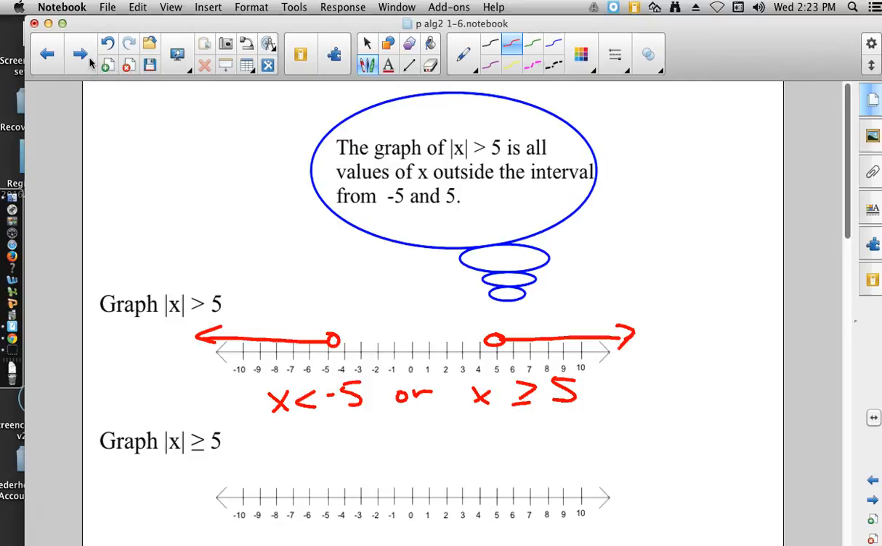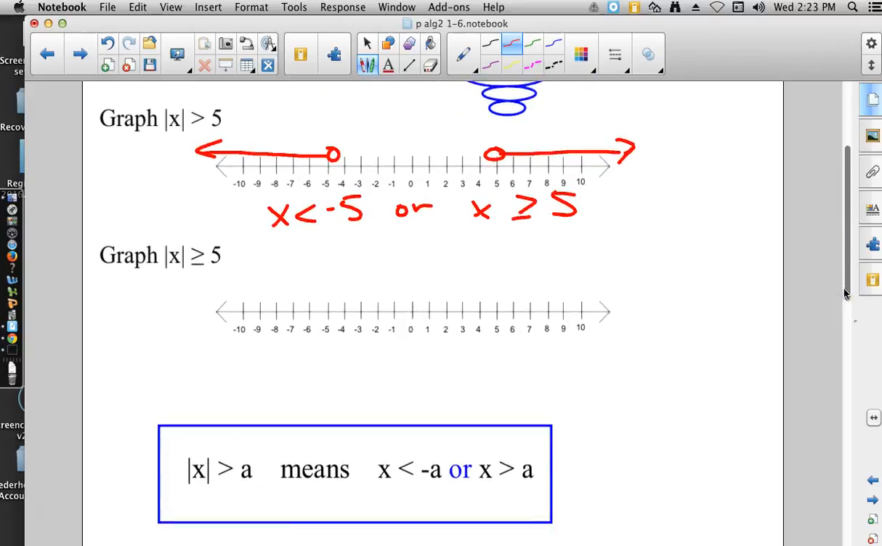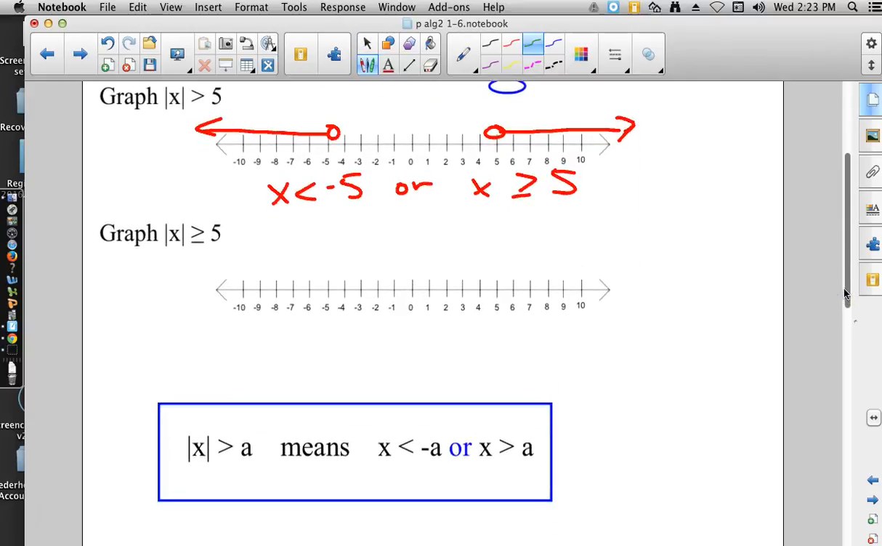All right, let's go down to the next one. The absolute value of x is greater than or equal to 5. Well, our 0's in the middle. Here's our 5, going this way forever. There's our -5, going that way forever. And we have greater than or equal to, so we're going to go ahead and close that up.